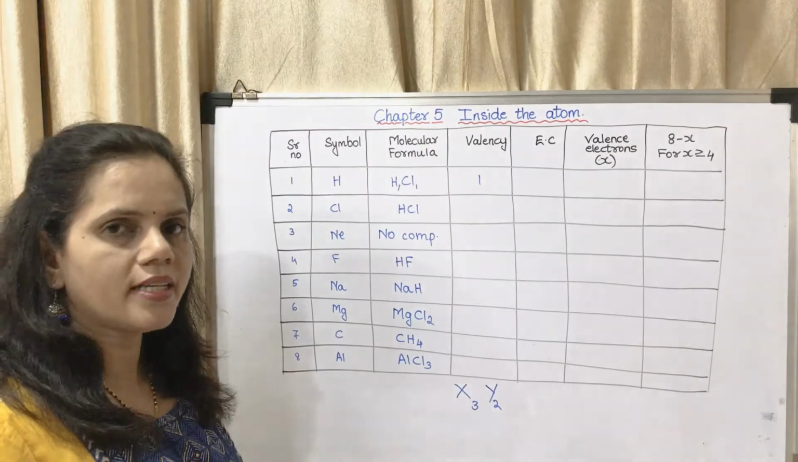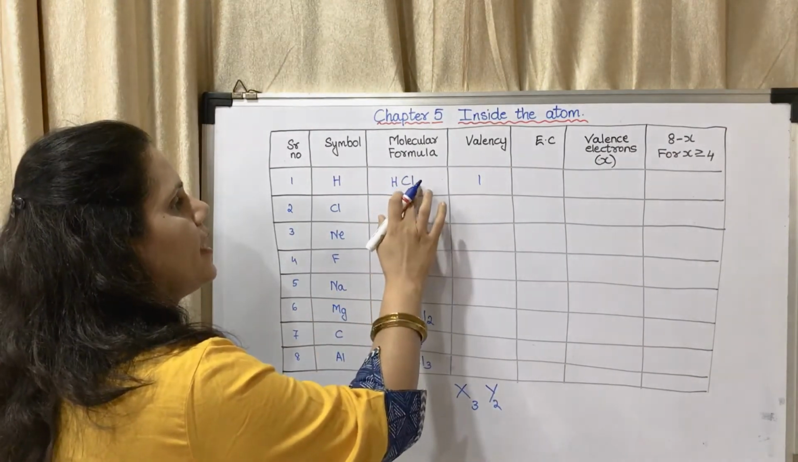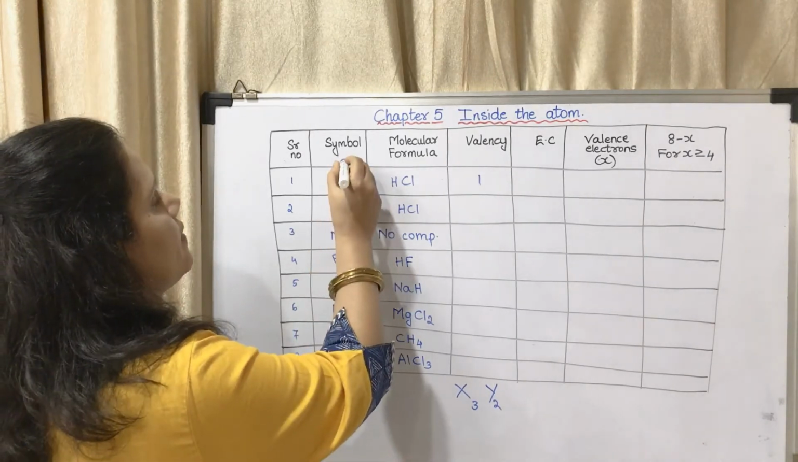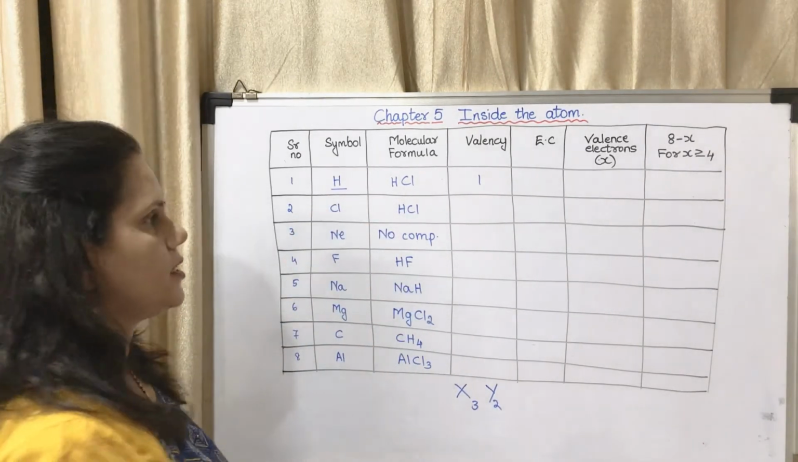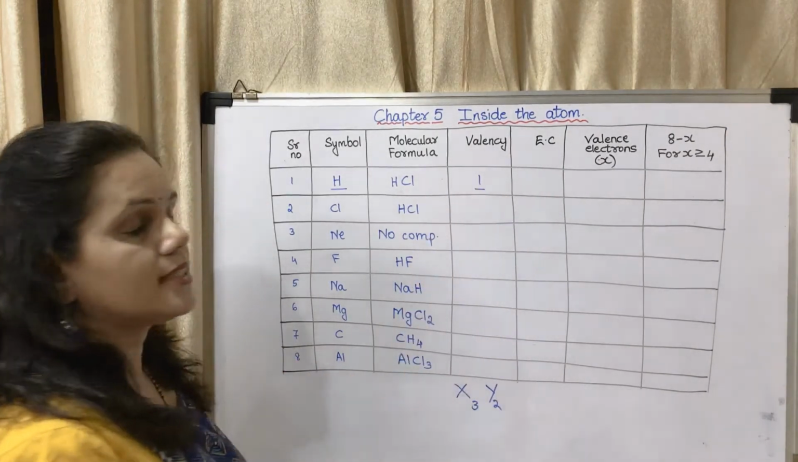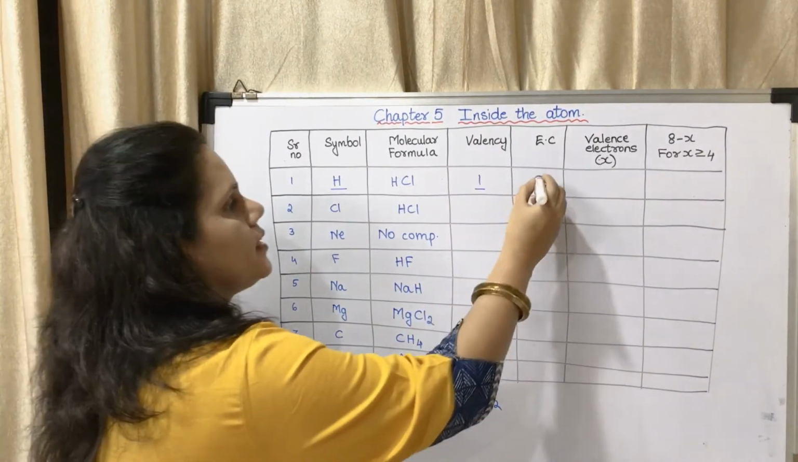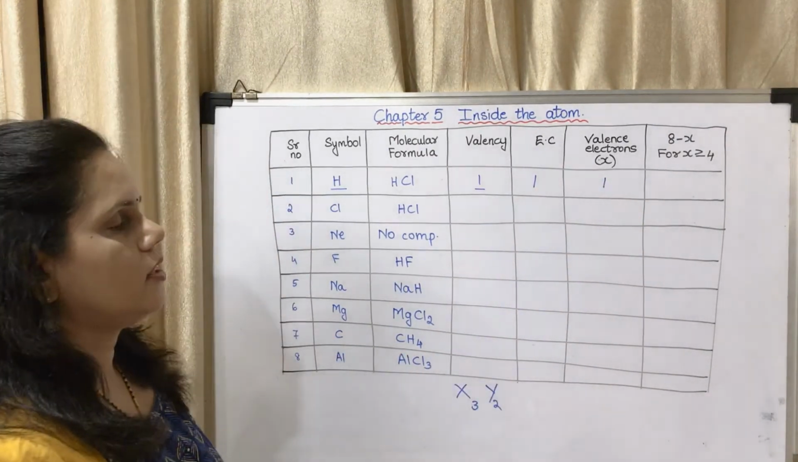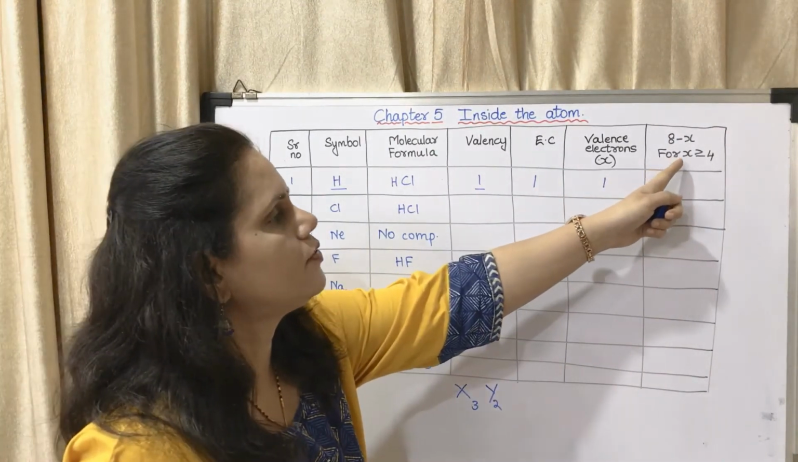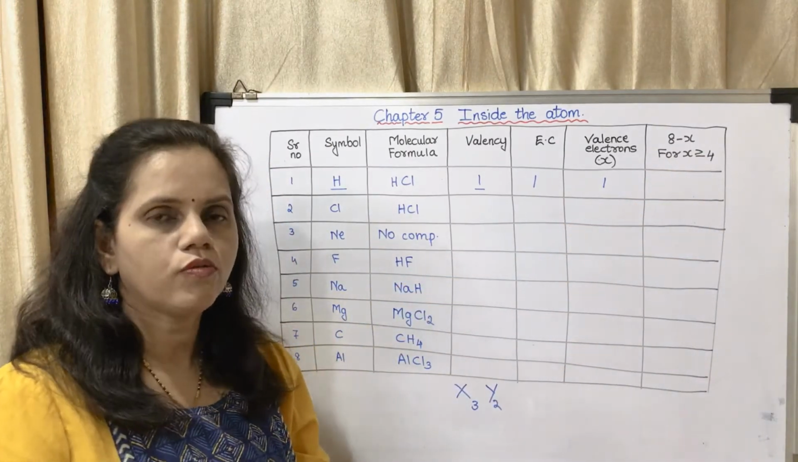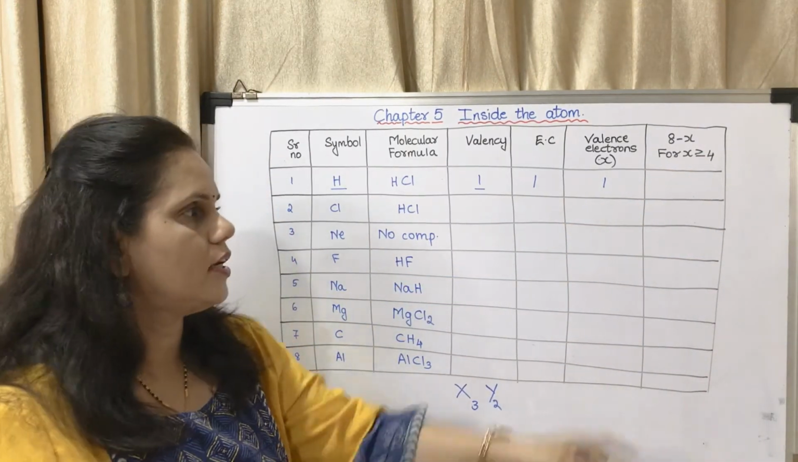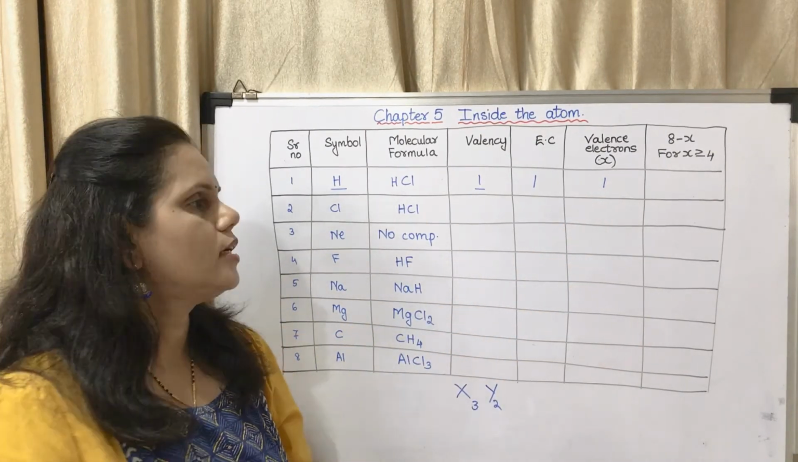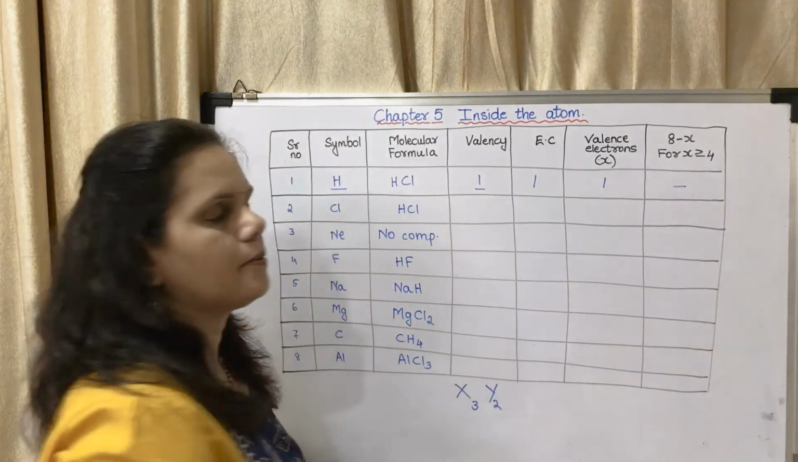Okay, it will be H1Cl1. That is same as HCl. So they have given the atom H. What is the valency? 1. What is the electronic configuration? It is 1. What is the valence electrons? 1. Okay. Now in this column you may see it is for X greater than or equal to 4. Is this greater than 4? No. Is it equal to 4? No. So this column is blank.